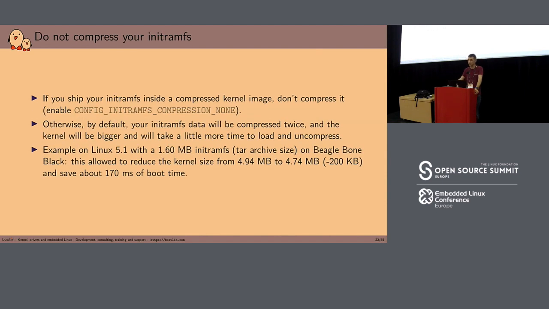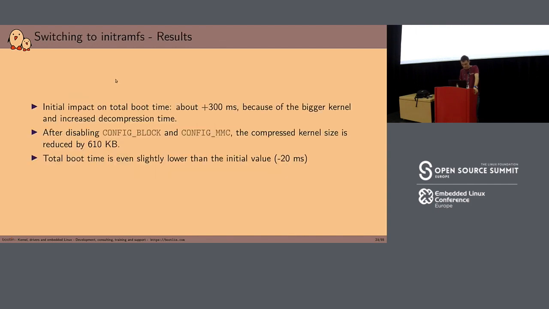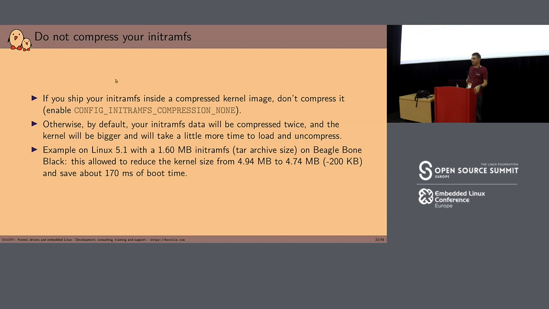There's something you have to remember that people may not realize: it's very important to not compress the initramfs, which is not the default, at least for the BeagleBone Black dev config file. So make sure you have compression none. Otherwise, the initramfs is compressed twice, once before being embedded in the kernel, and then the kernel compresses it again. So this actually achieved a reduction of size of 200 kilobytes and saved about 170 milliseconds of boot time.